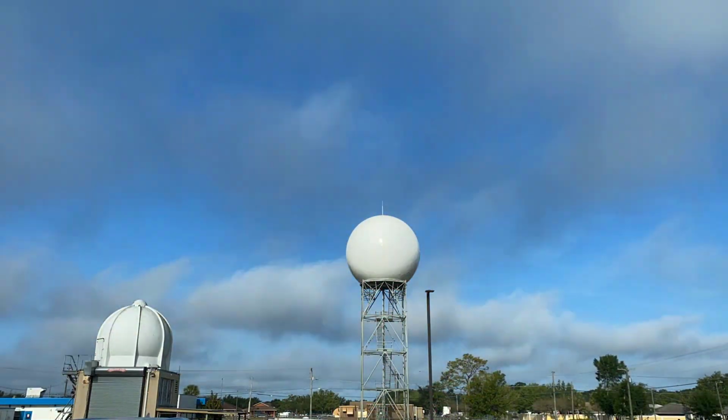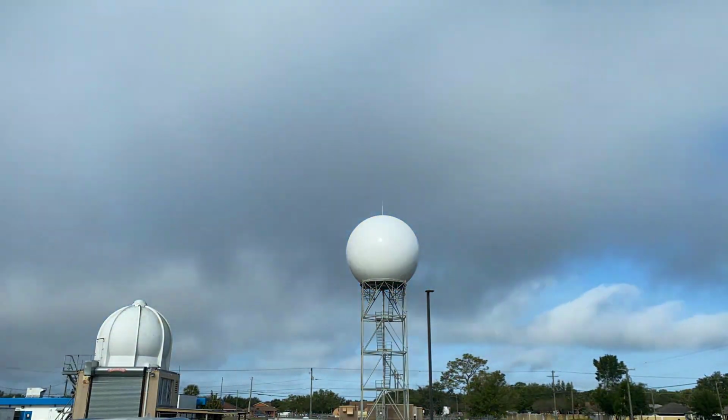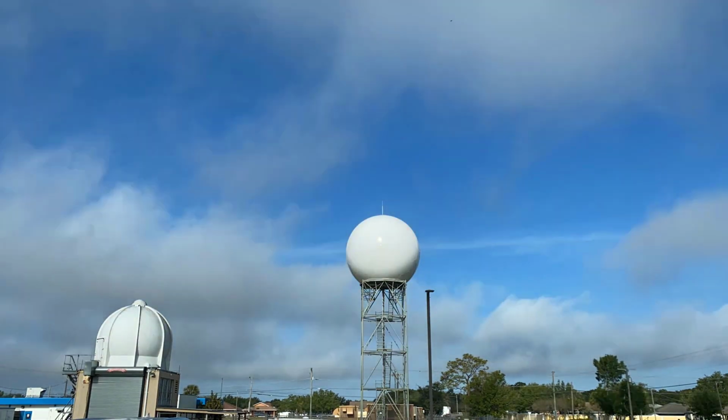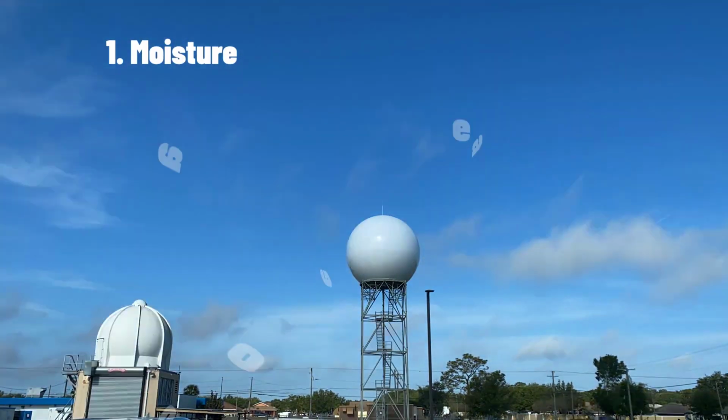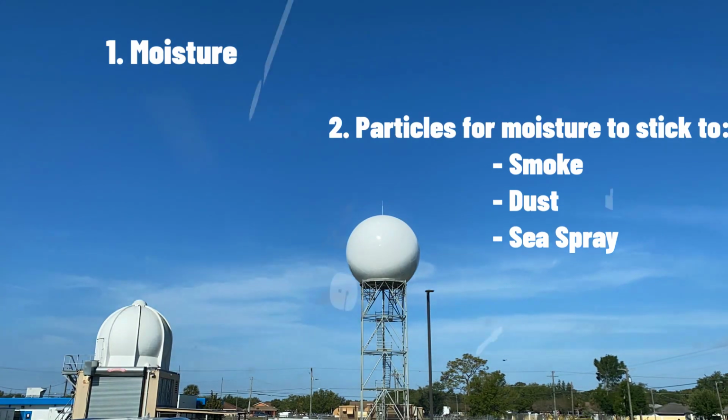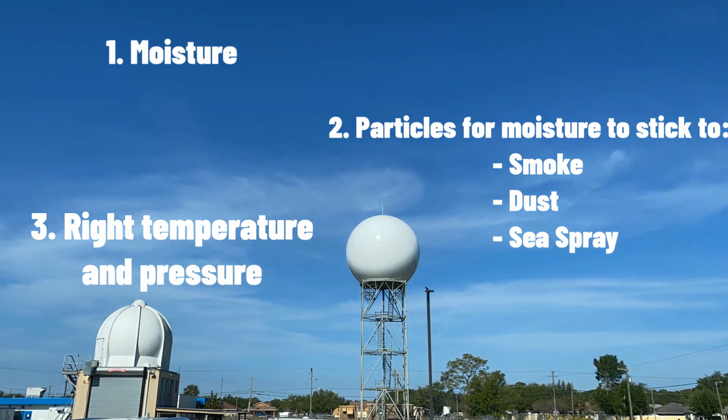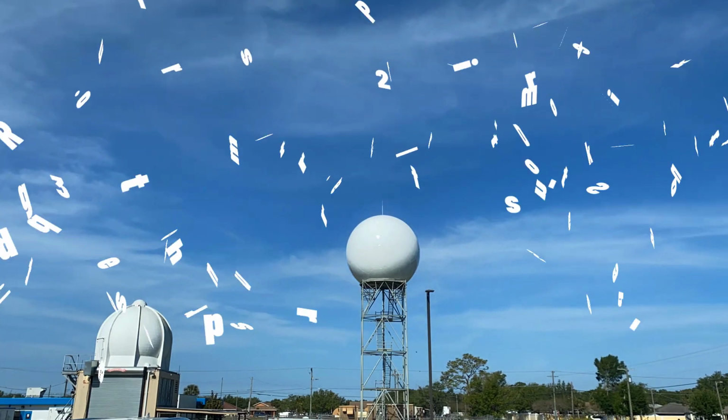Clouds come in many shapes and sizes, but no matter the shape and size, clouds need the same ingredients to form. And those ingredients are moisture, something to stick to, and the right temperature and pressure. Without one of these ingredients, you won't have a cloud.